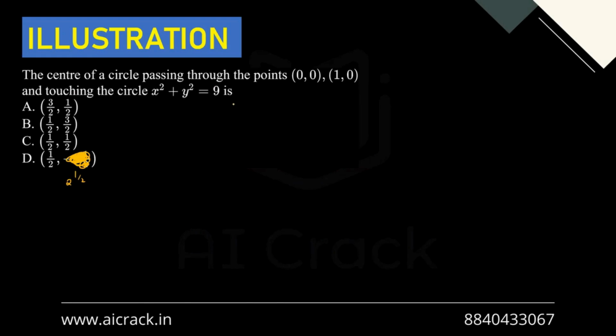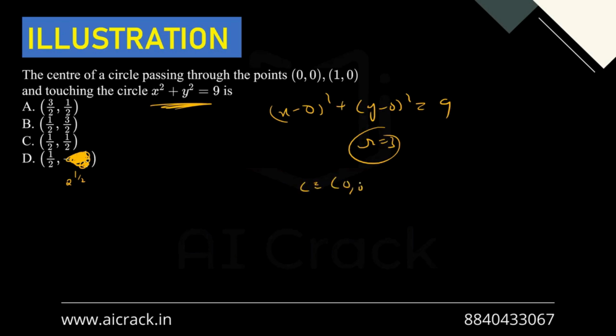Now let's look at this example. The center of a circle passing through the points 0, 0 and 1, 0 and touching the circle x square plus y square equals 9 is. Now this equation is the very standard format of equation, right? So we can write it like x minus 0 whole square plus y minus 0 whole square equals 9. So basically r equals 3. It's of the format x square plus y square equals r square. R equals 3 over here, and center equals 0, 0 over here, right?